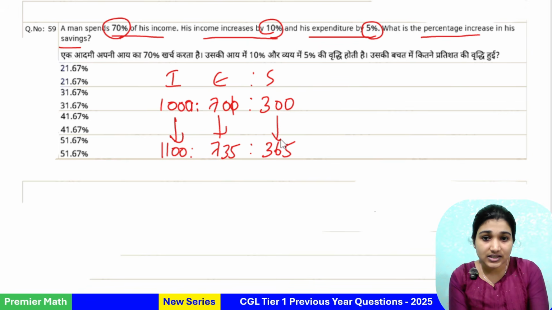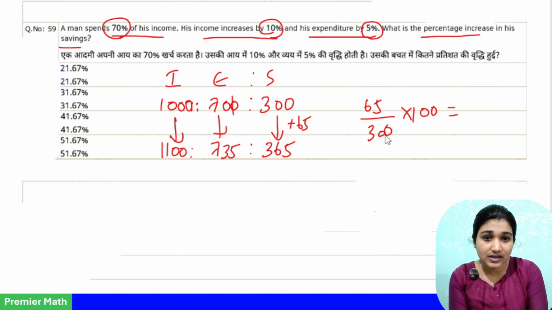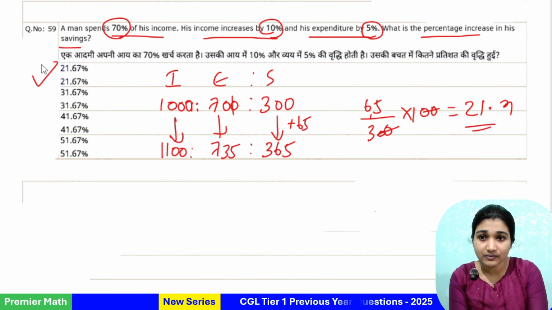So here the increment is 65 rupees out of this 300. So 65 out of 300 into 100 is the percentage increment in savings. This is equal to 3 goes 2 times in 6 and 1 time in 5. So this is around 21.x percentage. Option 1 is your answer.